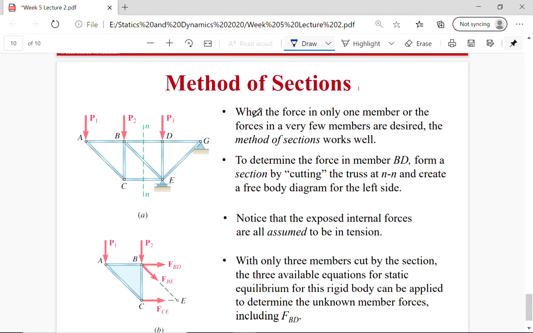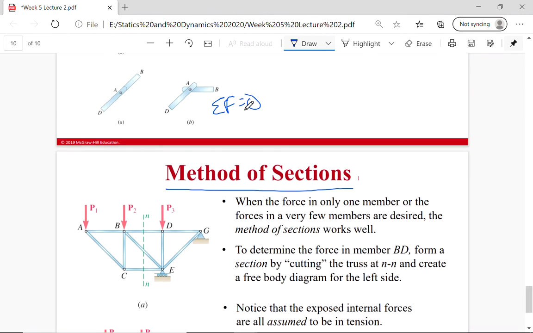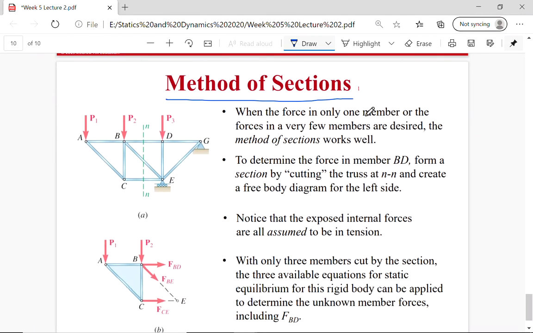Another way you can analyze a truss is the method of sections. The method of sections involves dividing your truss into individual sections based on where you want to look at it. When the force in only one member, or the forces in very few members, are desired, then the method of sections works well. If you need to find the force in every member, though, the method of joints probably works a little better.